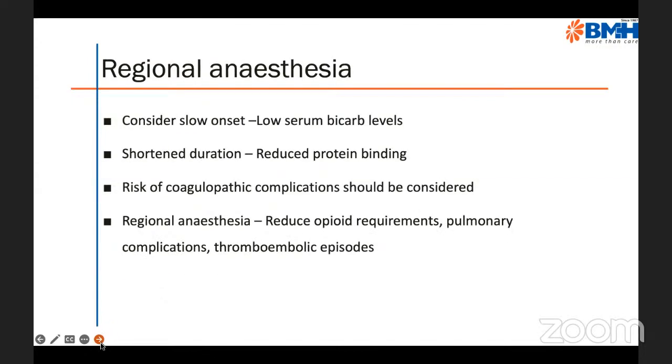And coming to regional anesthesia, yes, you can give regional anesthesia. It can sometimes be much safer, but you have to consider the slow onset because of low serum bicarbonate levels and shortened duration because of reduced protein binding, and the risk of coagulopathic complications should be considered. I have described this earlier when discussing the coagulation profile. Regional anesthesia has definite benefits in CRF patients because it reduces opioid requirements, pulmonary complications, and thromboembolic episodes.